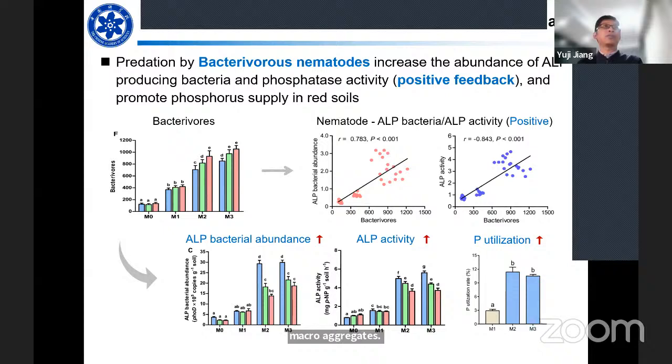With regard to the phosphorus metabolism, we focused on the bacterial channel under manure treatments. The nematode predation increased the abundance and the diversity of the ALP producing bacteria and the phosphatase activity. And this positive feedback can promote the phosphorus supply and increase the phosphorus utilization efficiency in red soils.